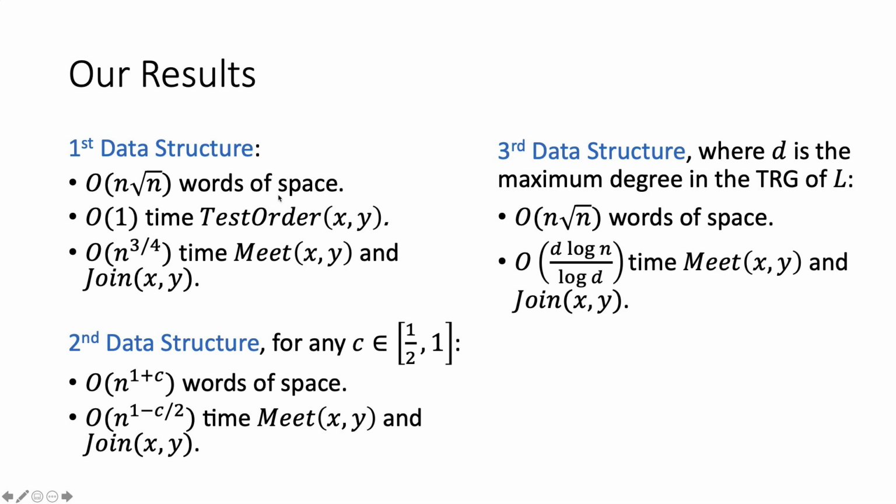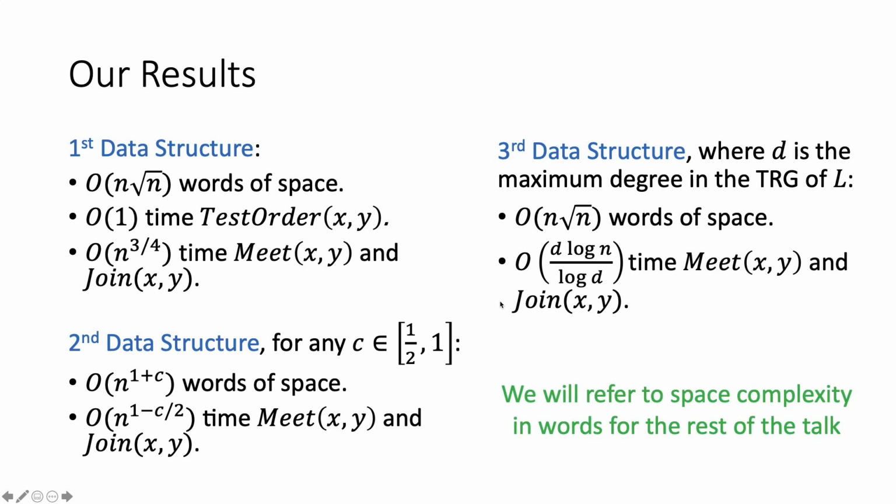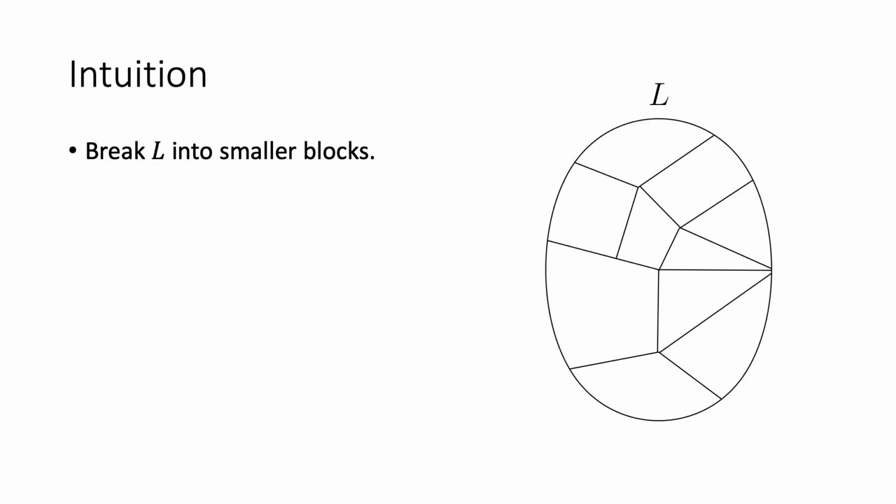Okay, we're going to focus on just this first data structure for this talk. And if you're interested in any of these two data structures, or in things like the preprocessing costs or more about the Talamo-Vocca papers, we suggest that you read our paper. From this point, we are going to refer to space complexity in words, just to make things simpler.